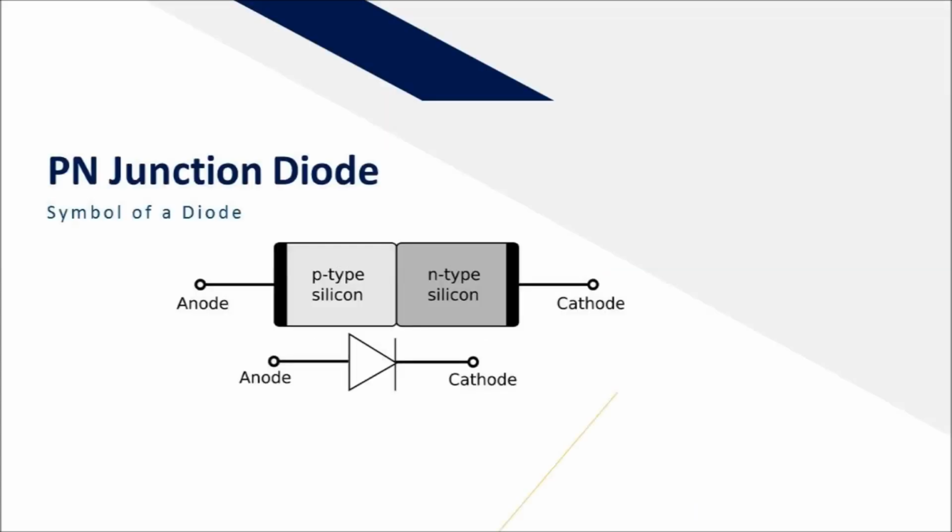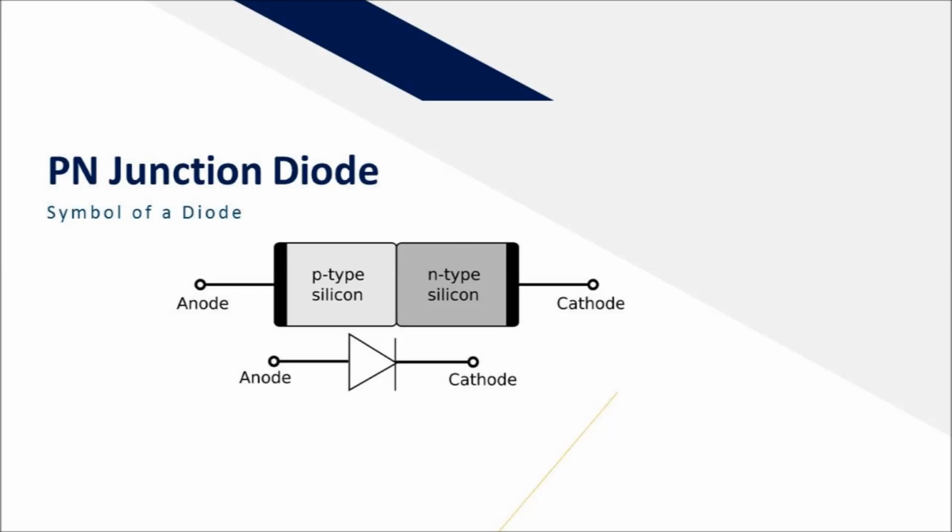Circuit symbol of a diode. When a diode is used as a circuit element, it is convenient to represent it by a symbol. The two terminals of the diode are called anode and cathode. The p-type region is called the anode and the n-type region is called the cathode.